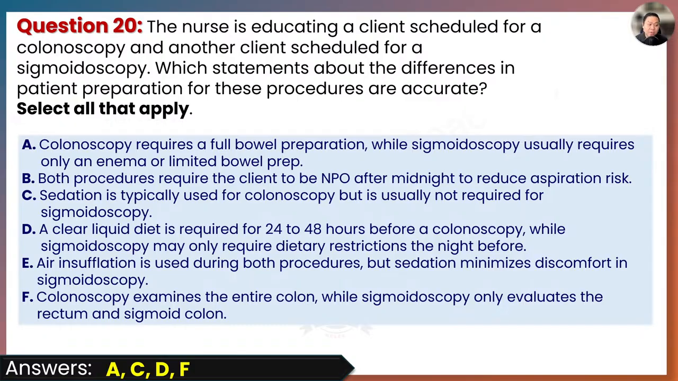We also have letter F, because colonoscopy visualizes the entire colon, the rectum, the ascending colon, and sigmoidoscopy can only examine the lower third of the colon, including the rectum and the sigmoid, making it a limited diagnostic tool. So B is incorrect.